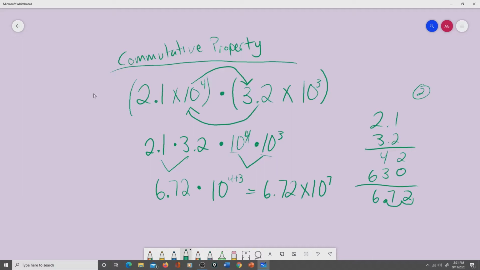So that's really nice. So basically, to make this as kind of like a procedure, all you're going to do is multiply the numbers in the front by each other, and then you're going to add the exponents of the powers of 10, and then put that together with the number you get from multiplying the decimals. And that's what you can see that I got here.